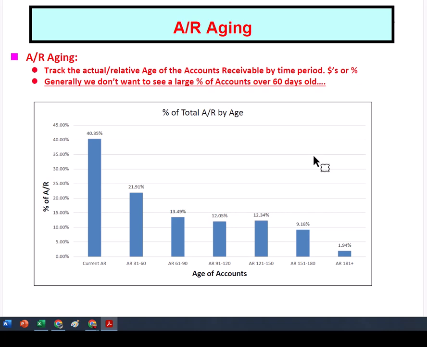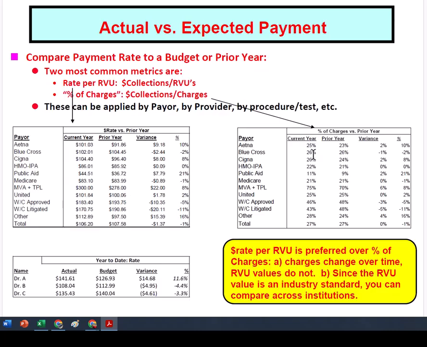So that's a key. Actual versus expected payment, probably self-explanatory. This could be against last year. This can be against budget. I've got a few different ones.